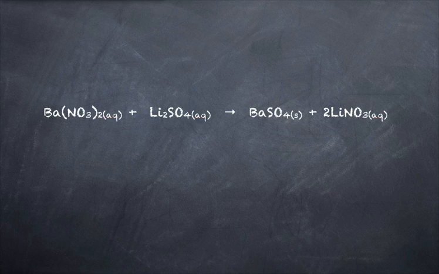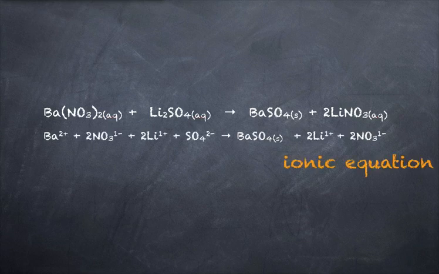So the next step is to write the ionic equation. Break everything into ions except what you've made into a solid. In this case, I've got barium, two nitrate ions, two lithium ions, and one sulfate ion. On the right side of the equation, I have barium sulfate, which is a solid, so leave it alone. And then I have two lithium ions and two nitrate ions. This is called the ionic equation, where you break everything else into ions. You're halfway done when you get to the ionic equation.